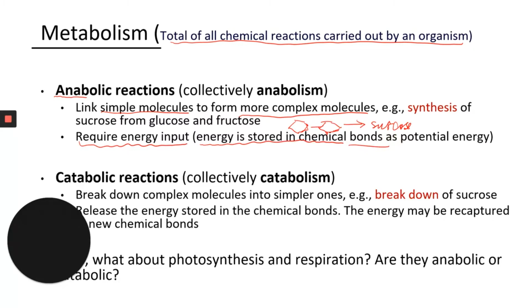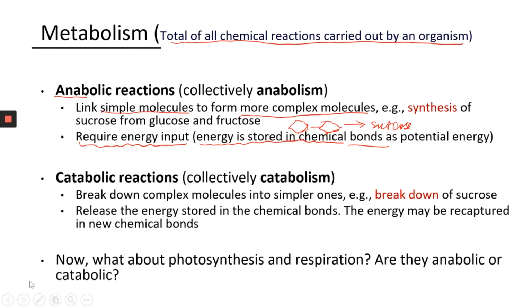Okay. The second type of reactions is called catabolic. So catabolic reactions are pretty much the opposite of anabolic reactions, where more complex molecules are broken down to simpler ones. So now you're taking things apart. So again, the example would be when you break down sucrose into glucose and fructose.